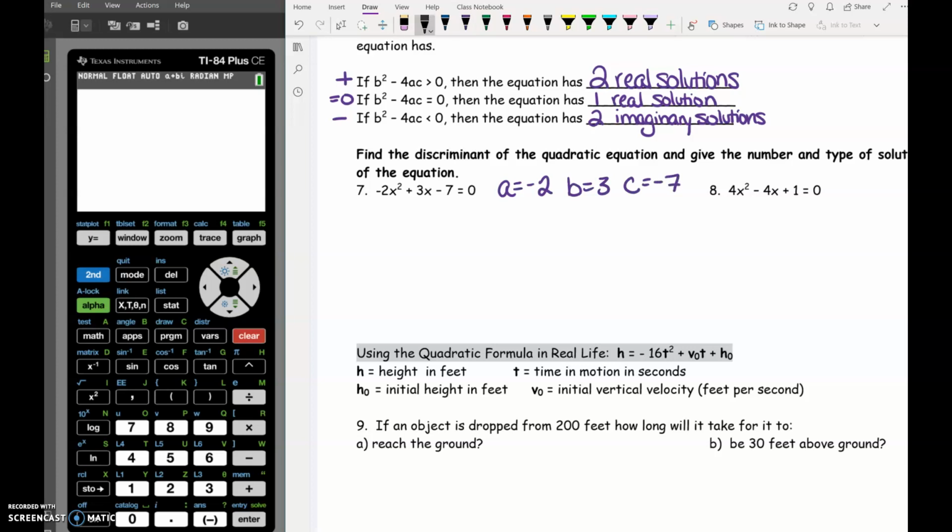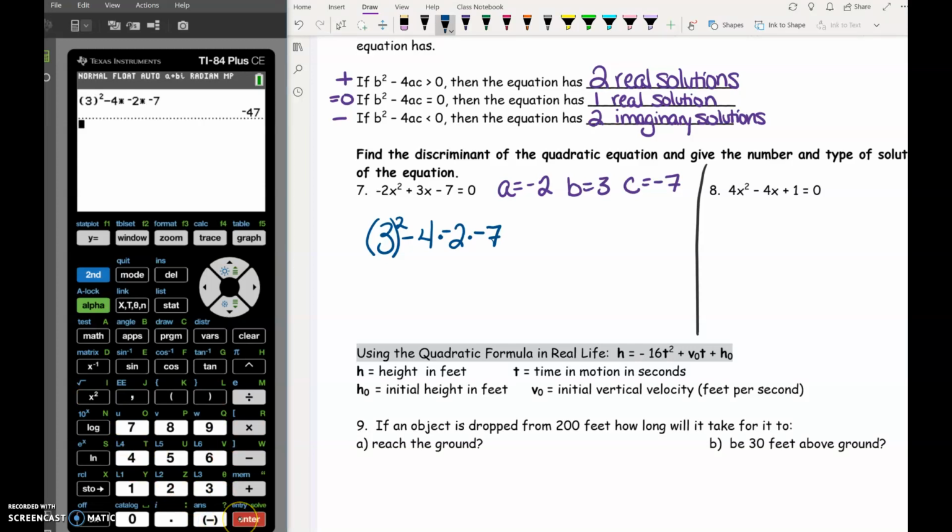So here a is negative 2, b is 3, c is negative 7. We are doing b squared minus 4ac. So 3 squared minus 4 times negative 2 times negative 7. Some of you need to get in the habit of using parentheses around that b value. Anytime you're squaring something, it's a good idea to put parentheses around it just in case it's negative. So 3 squared minus 4 times negative 2 times negative 7. The discriminant is negative 47.